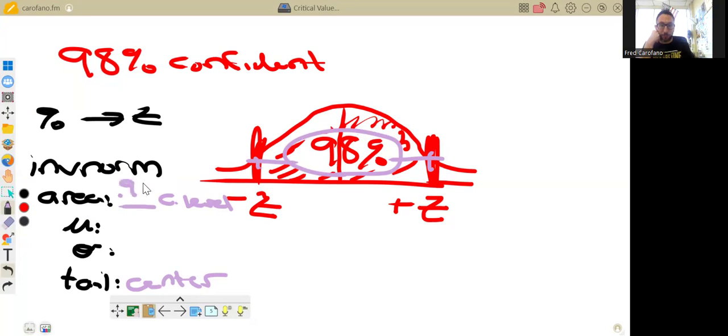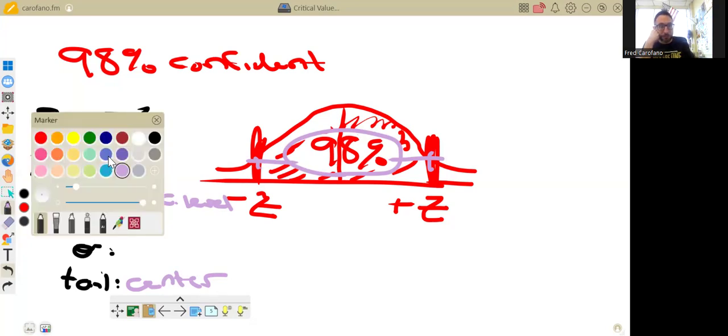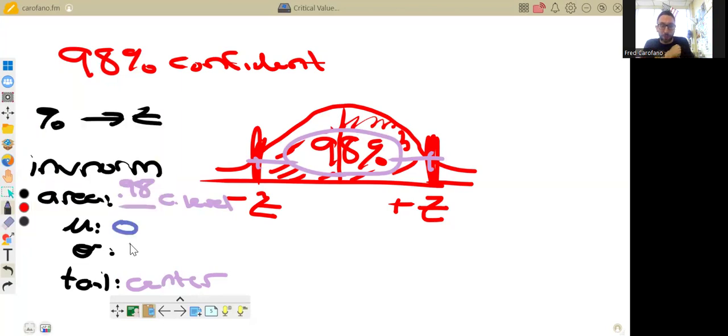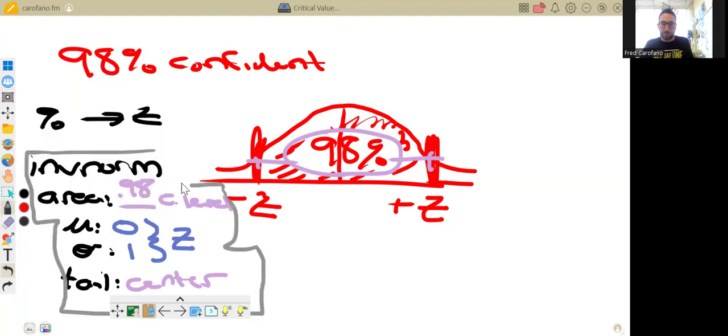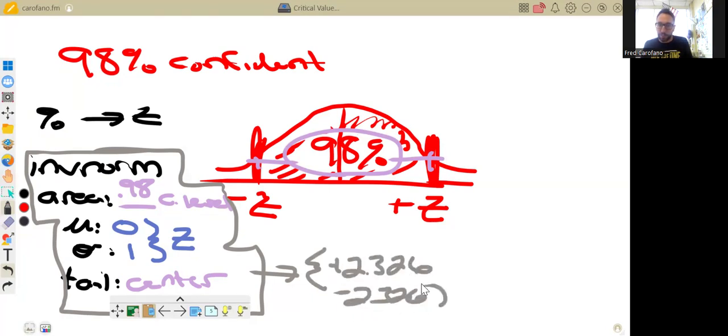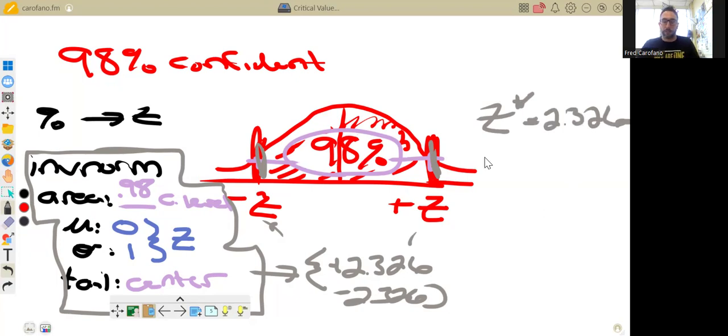This area would just be your confidence level. So in this case, 0.98. The next thing we got to think about is that mu and sigma are going to be 0 and 1, and that's because those are the mean and standard deviation for z-scores. So if I have the tail feature, I type inverse norm, put my confidence level as my area, choose tail center, enter the mean and standard deviation for z-scores, and this is going to spit out two numbers. It's going to give me positive 2.326 and negative 2.326, and that's just the positive and the negative z-score that cut off the central 98%. So this tells me my z-star is 2.326 for 98% confidence.